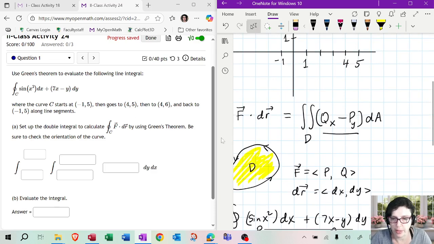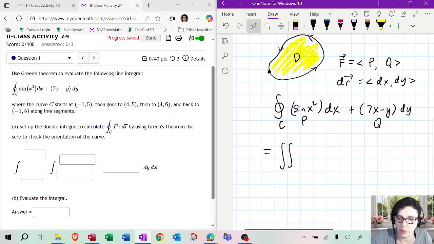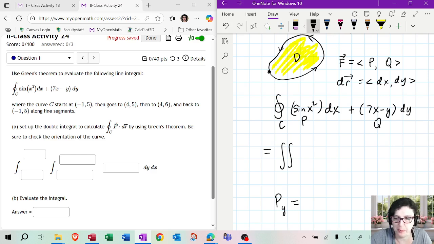So what are we actually going to be integrating here? Let's compute P with respect to y. Well, P doesn't even have a y, so that's just going to be 0. And then Q with respect to x, well, that's very simple, that's 7. So this is just going to be 7, and we'll just say dA over whatever region D.